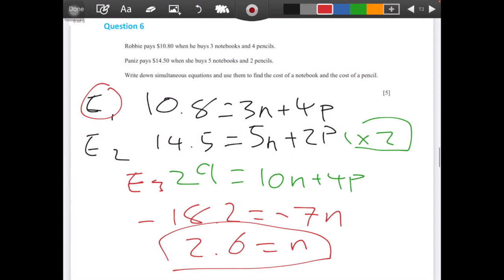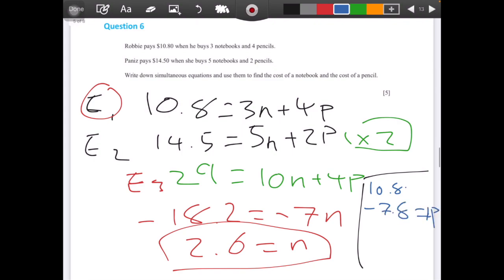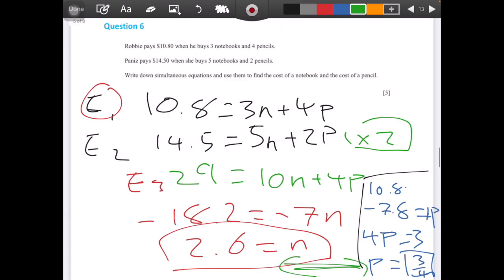Once we have the value for n, you just plug it into any one of the equations that you please. I will choose the first equation, which means we will have 10.8 minus 3n, so 3 times 2.6 would be like 7.8, is equal to 4p. 4p is equal to 3, p is equal to 3 over 4. So these would be the two answers to your simultaneous equations.